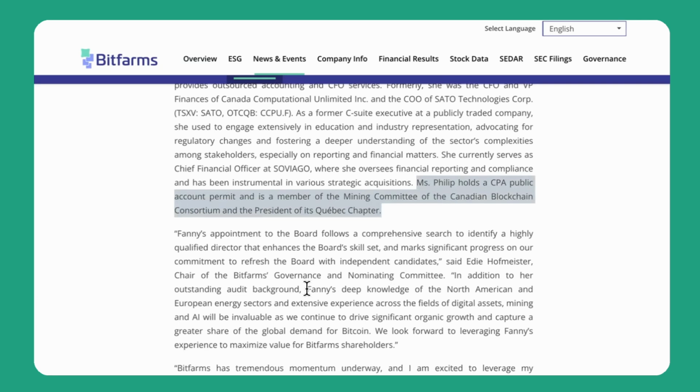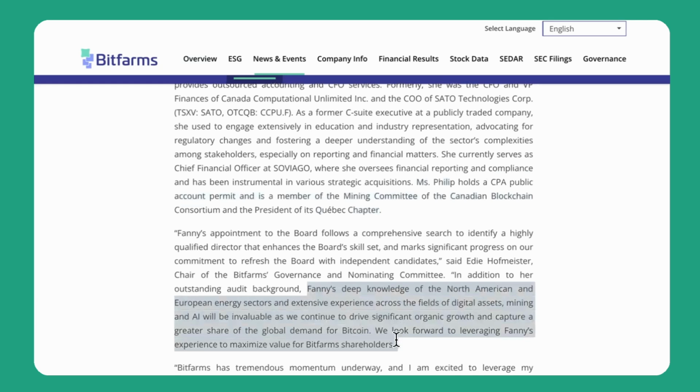And here we see more good news here. Fanny's deep knowledge of the North American and European energy sectors and extensive experience across the fields of digital assets, mining, and AI will be invaluable as we continue to drive significant organic growth and capture a greater share of the global demand for Bitcoin. We look forward to leveraging Fanny's experience to maximize value for Bitfarms shareholders.